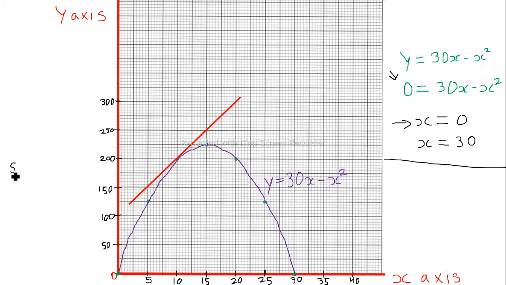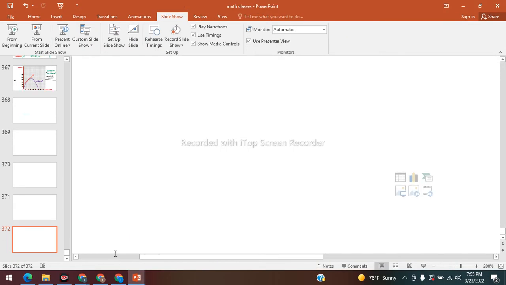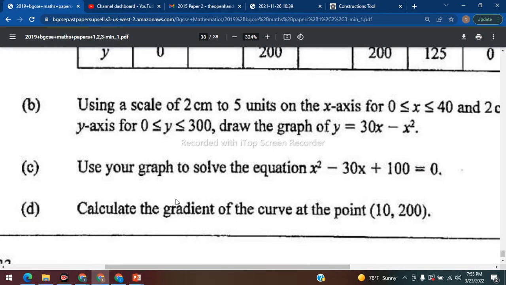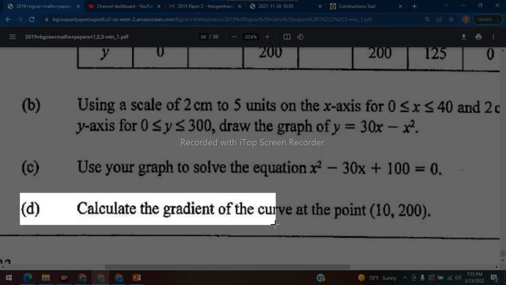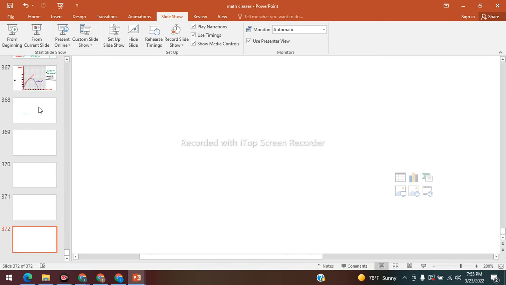So slope equals... or should I put it underneath? Let me do it properly. All of this goes under D. All right, so what I'm about to write goes under D.